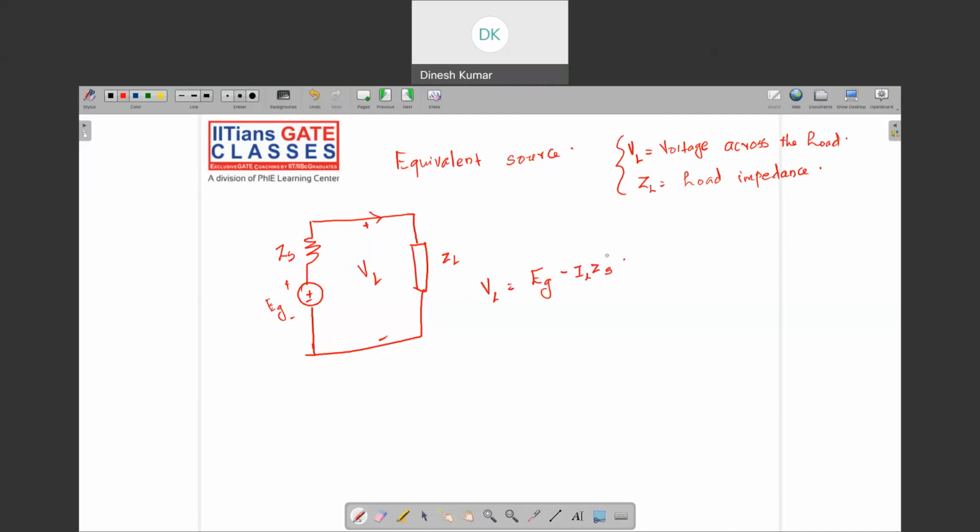Right. So I hope you understand what is VL. This voltage plus minus this voltage will be EG. This voltage minus this current. Let the current be IL. That is the current flowing through the load. Okay. So EG minus IL into ZS.